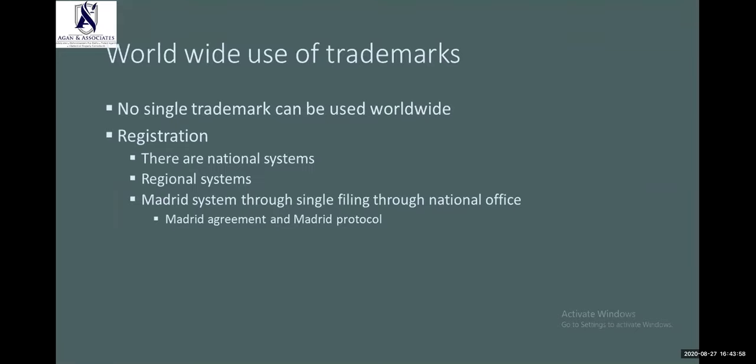Is it possible to have a single trademark to be used worldwide? The answer is no. Again, trademarks are still very much territorial. From the syllabus, we are not going into the technicalities of registration, but it is important for us to understand why it's not possible to have a single trademark for the whole world.